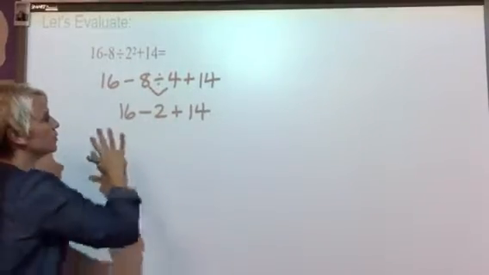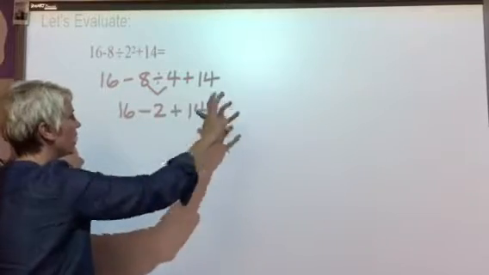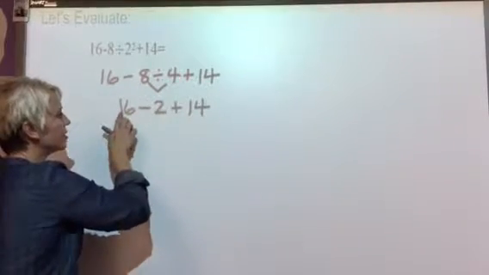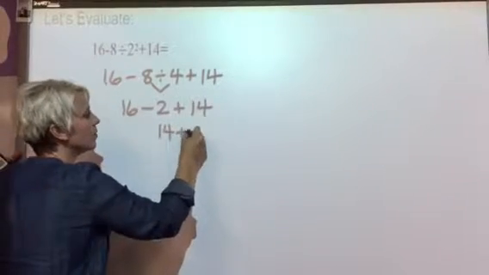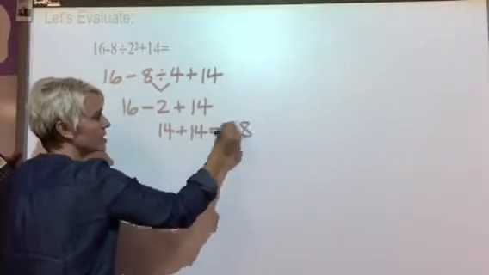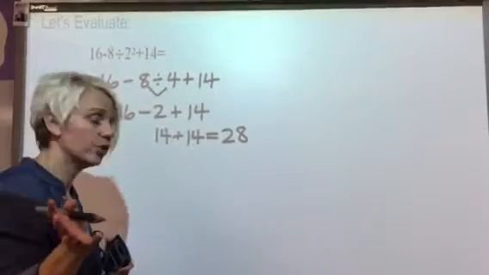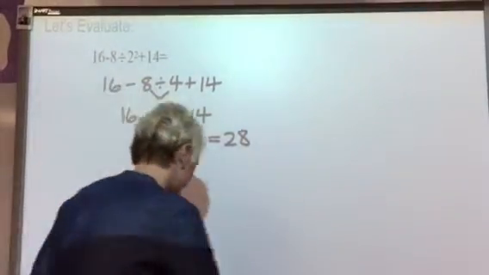As you look now from left to right, all the multiplication and division are gone. So I have a subtraction and an addition. So I actually work this from left to right. 16 minus 2, which is 14, plus another 14, which is 28. You try the example in your notes of just a basic order of operations.